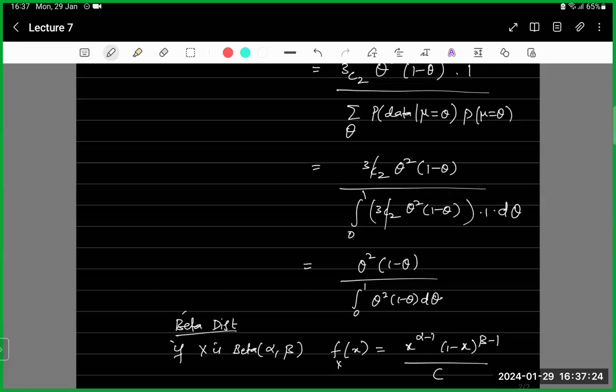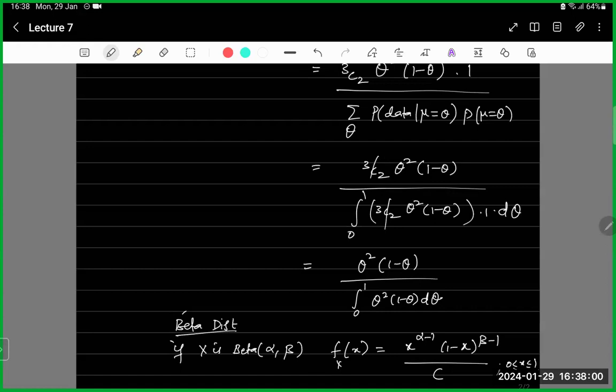If the beta distribution is parameterized by alpha and beta, which are two parameters, the distribution will be like this. If I want the distribution of beta of alpha comma beta, this will be my distribution. That C is just a normalizing constant, so that the whole integral will become 1. And this is true for 0 less than or equal to h less than or equal to 1. So the beta distribution has the region between 0 and 1. It can take only values between 0 and 1.